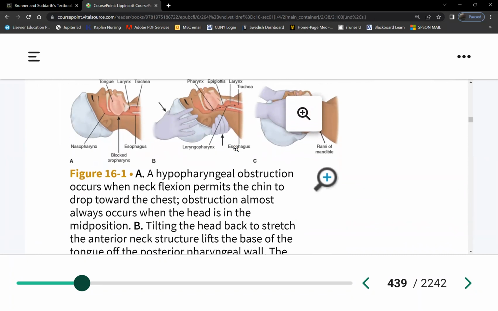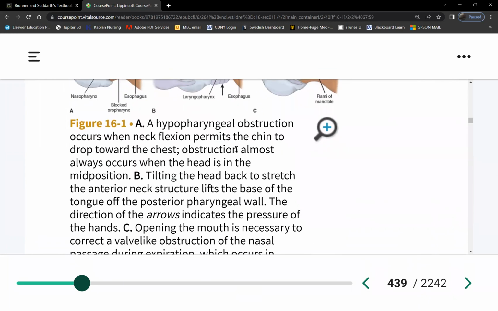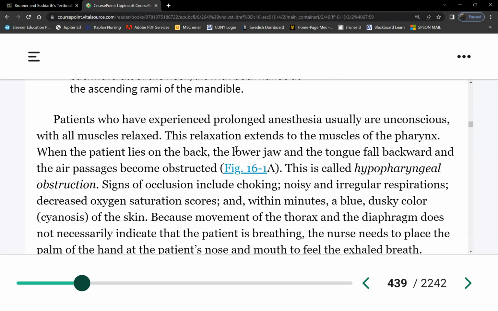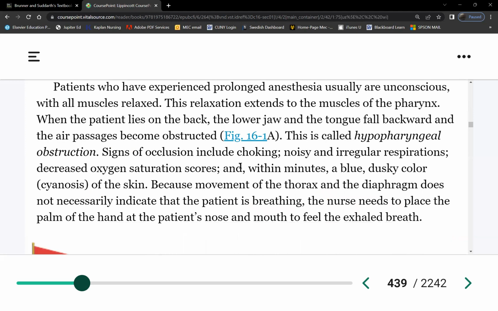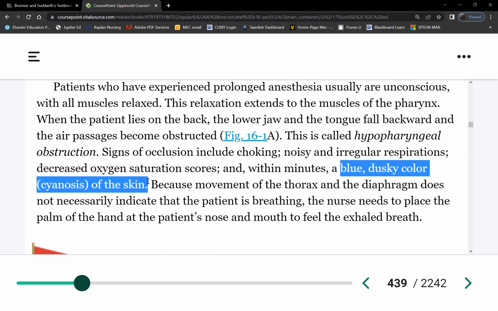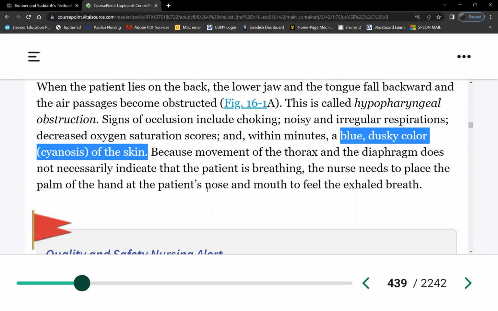What are signs of airway obstruction? What will you be looking for? The earliest would be the saturation dropping. Then there will be some confusion, correct? Then within minutes, color will change. And then you'll also hear abnormal breath sounds like what? Wheezing and stridor.